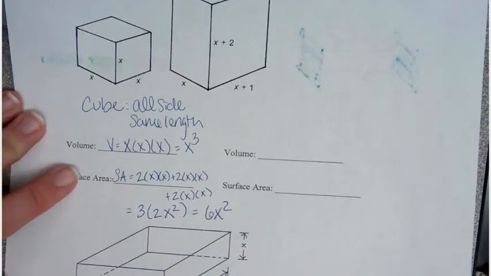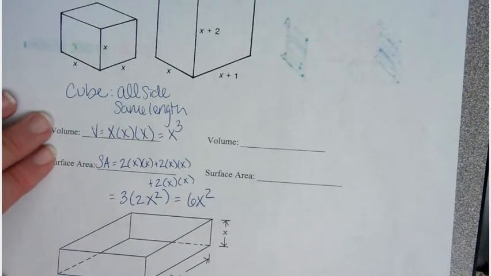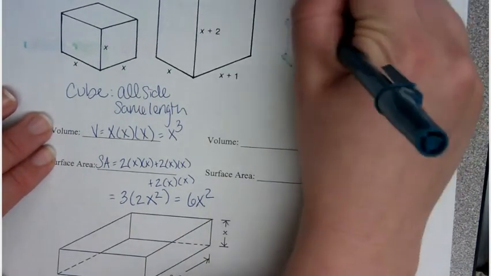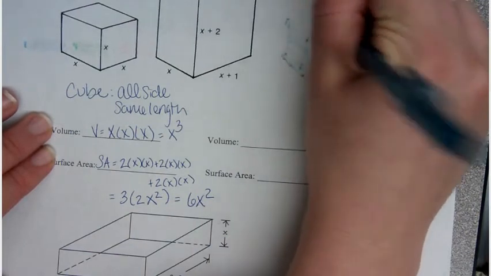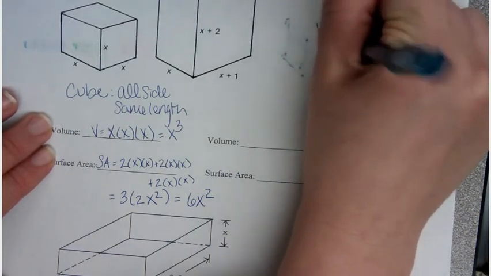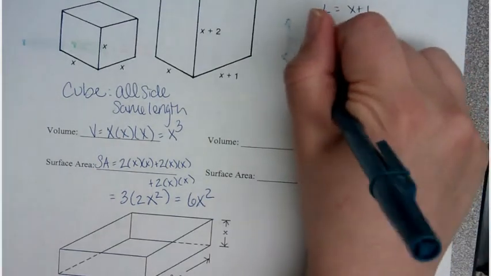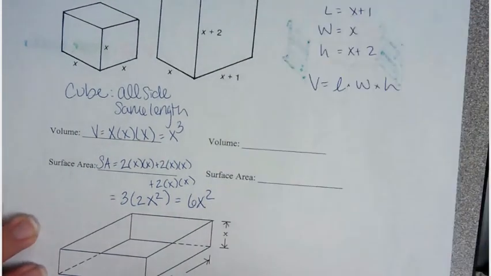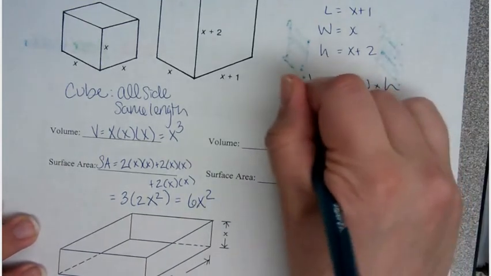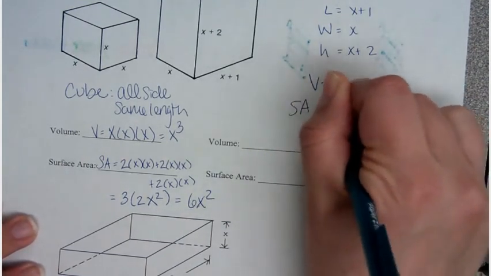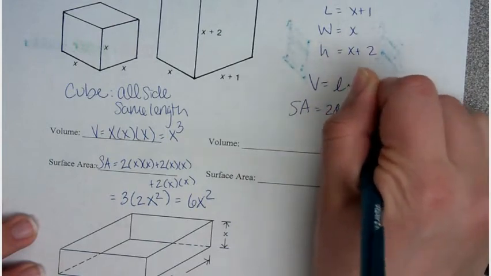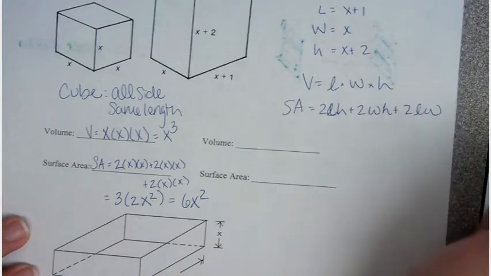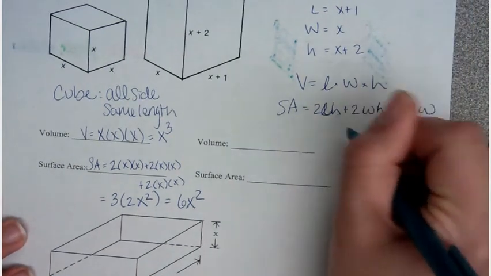And then we're going to have our rectangular prism. For this one, our length is going to be x plus 1. Our width is x. And our height is x plus 2. So remember that volume is length times width times height. And our surface area is 2 times length times height plus 2 times width times height plus 2 times length times width. And this can be in any order. You can switch them around if you want.